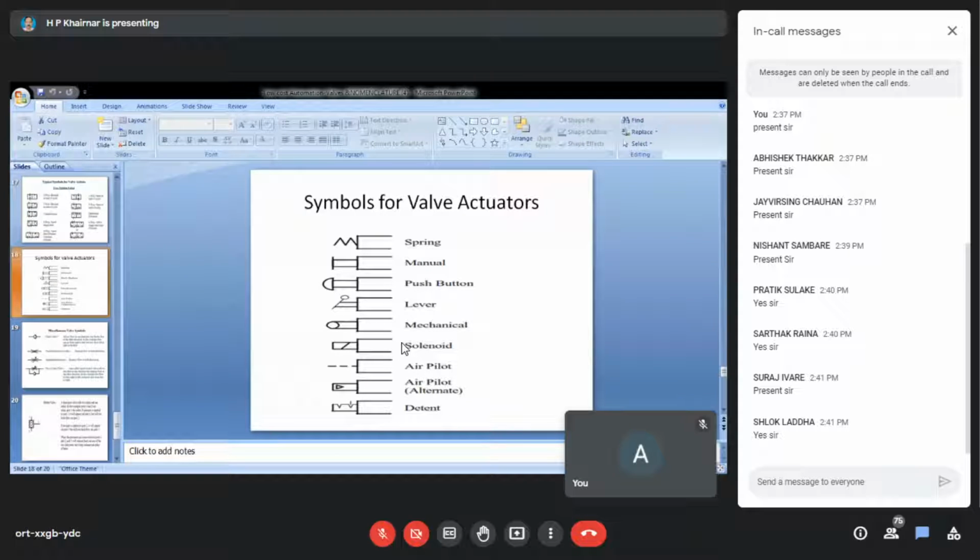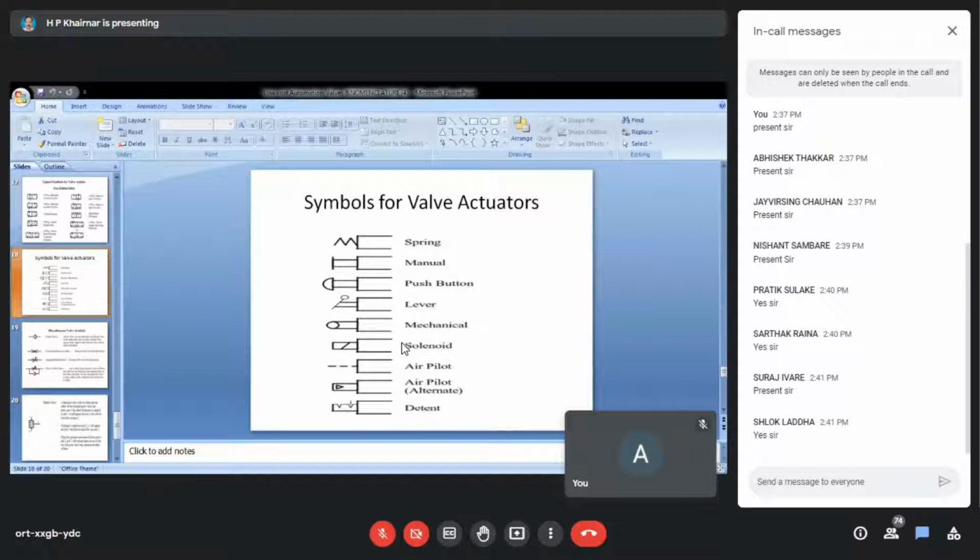Now these are the symbols for valve actuators. What does it mean? That is spring actuated, meaning the spring is built in; if you go through the cross-sectional features, you will understand. Then there is manual. Manual means something like a push button, or there may be some other arrangement, such as a lever, or simply a plain surface that you just push. Push buttons and levers are there.